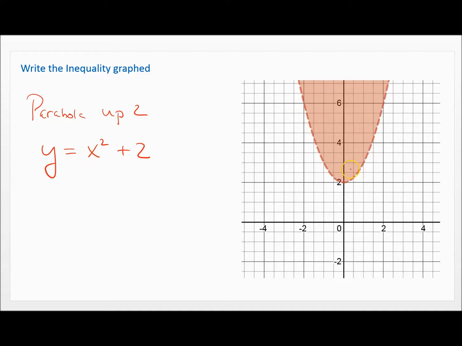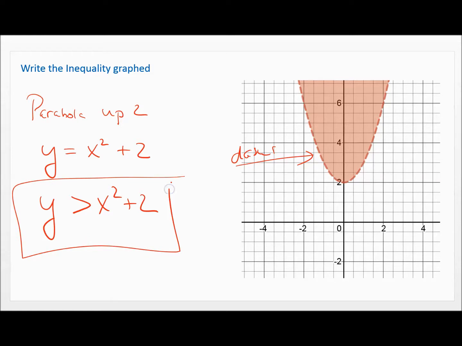Now, are the y's bigger than our line or are the y's smaller than our line? Bigger than our line is shaded inside. Smaller than our line is outside, out here. So this is y is greater than. There's no equal to because it's dashed. Okay, so just y is greater than x squared plus 2. That is our shaded inequality.